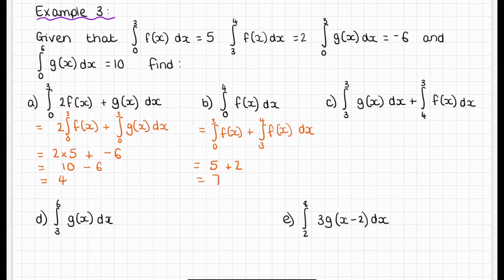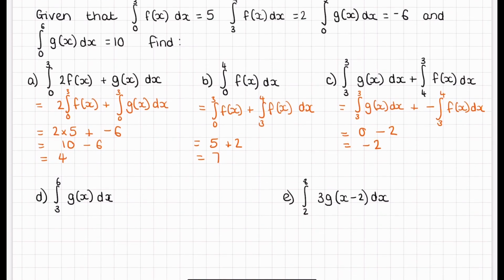And then C, we want the integral from 3 to 3 of g of x, plus the integral from 4 to 3 of f of x. So let's rewrite: 3 to 3 of g of x, plus 4 to 3 is the same as the negative of 3 to 4. We can swap them around and then make it negative. Now, 3 to 3, anything with the same value top and bottom, just equals 0. Then minus the integral from 3 to 4, which is 2. So it'll be 0 minus 2, which is negative 2.